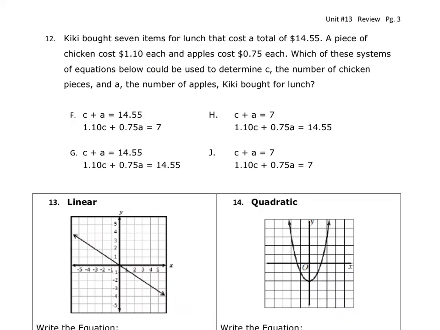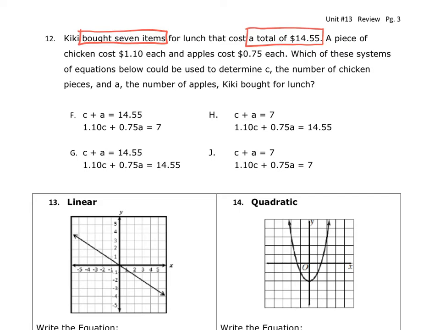Number 12, Kiki bought 7 items for lunch that cost a total of $14.55. A piece of chicken cost $10.10 each, and apples cost 75 cents each. Which of these systems of equations could be used to determine C, the number of chicken pieces, and A, the number of apples Kiki bought for lunch? So I'm seeing two totals in here. I'm seeing a total of 7 items, and I'm seeing a total of $14.55. So I want to go check that those are the totals on both my equations.